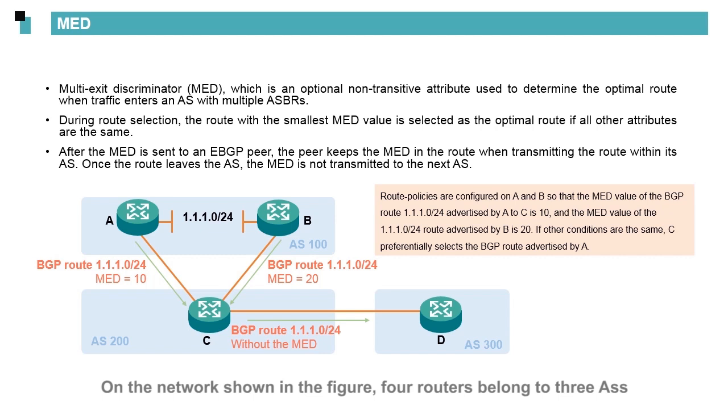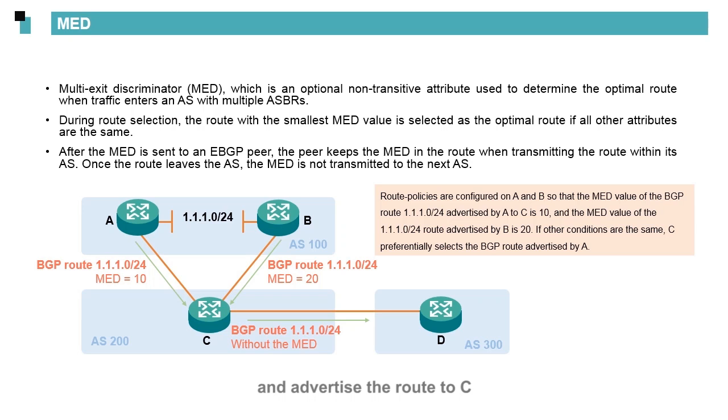On the network shown in the figure, 4 routers belong to 3 ASs. A and B belong to AS100, and they both learn the route 1.1.1.0/24 and advertise the route to C. Because the MED value of the route received from A is smaller than that of the route received from B, C selects A as the next hop.